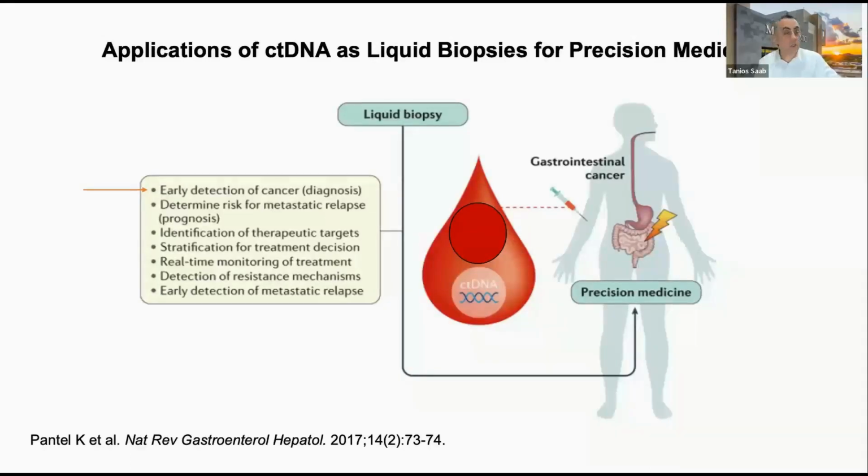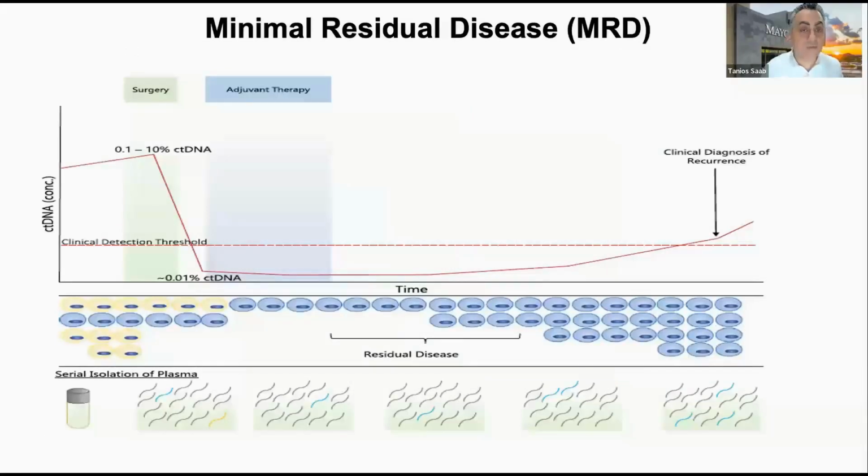So there are different applications for circulating tumor DNA as liquid biopsies for precision medicine, including early detection of cancer. I'm not talking about this, but GRAIL is one example of such, not set for wide usage, but finding its way there. Also determining the risk of metastatic relapse, and this is where we'll focus most of our discussion. And then also utility in the more advanced settings to identify therapeutic targets, so within 6 to 7 days instead of waiting for tissue, and then detection of resistance mechanisms. And that's mostly experimental at this point of time.